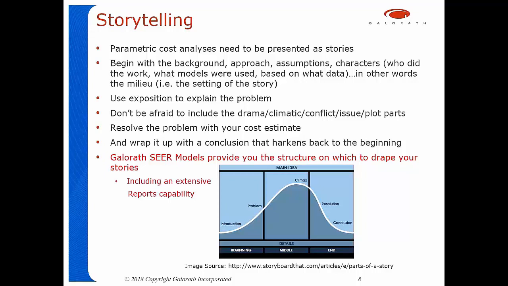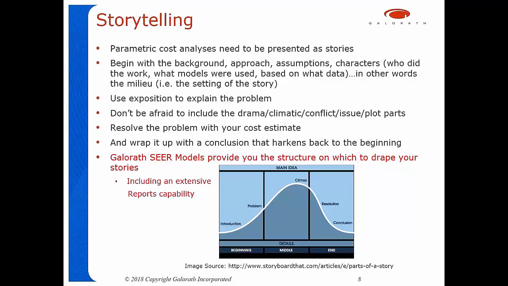At some point, you need to resolve all the problems that you've had to overcome and show the cost estimate, and wrap it up with a conclusion that resonates back to the beginning, the old "tell them what you told them" trick. Again, as I've said several times, I think storytelling is more important in parametric cost analysis than it is in perhaps detailed engineering grassroots approaches, because there most of the information is laid out before the audience, with less of a need for a story approach.